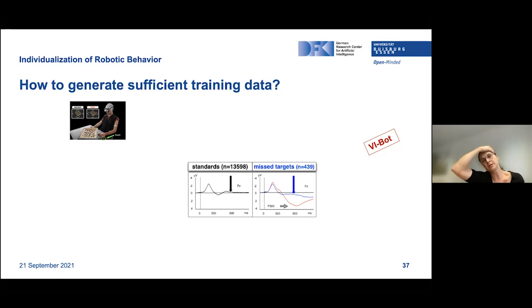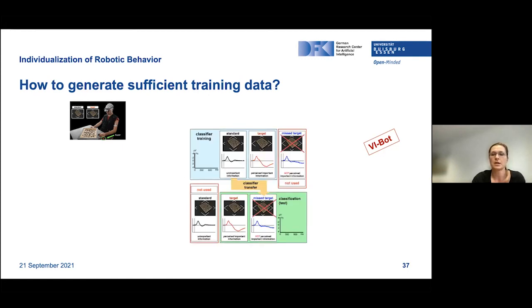So what did we do? We thought, let's look into the signal again, and what else could we use? We also had those standard events, where the person did not have to do anything, with the smaller corners. And the ERP that they evoke is very similar, as you can see, to the missed targets. They're very similar in shape. That's why I said, why don't we train a classifier on targets and standards instead of the missed targets and the targets, and see how well this works? That's actually what we did.